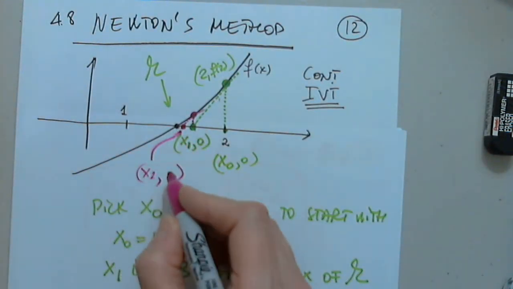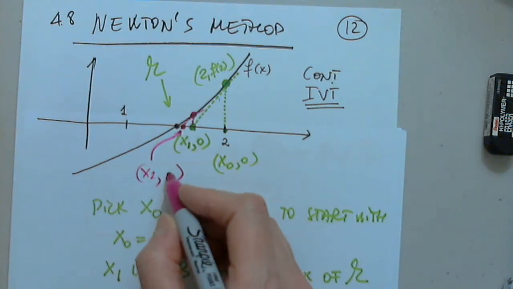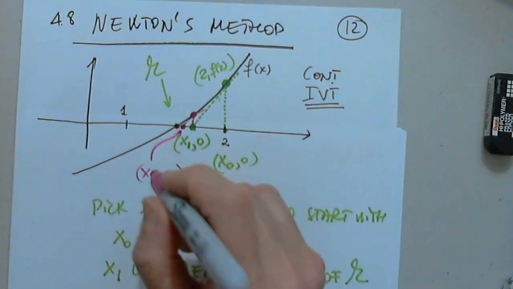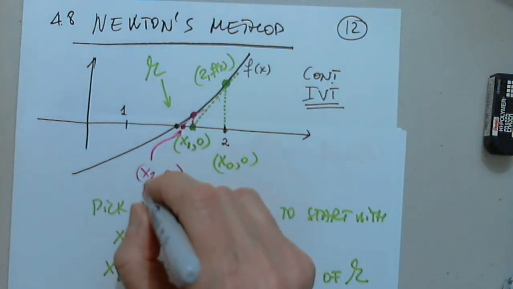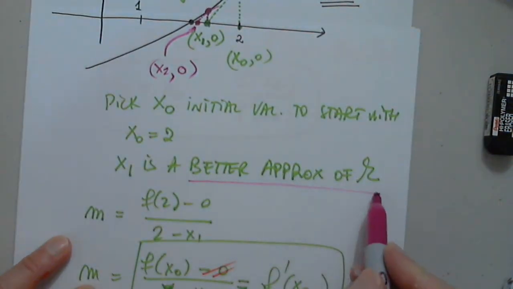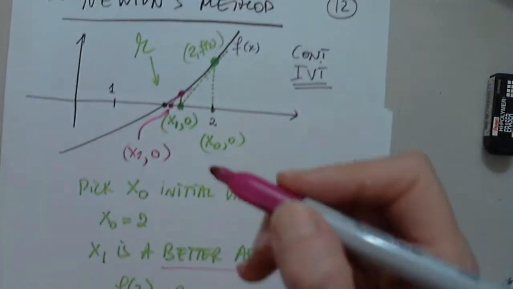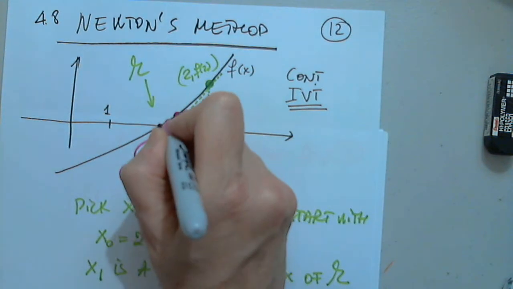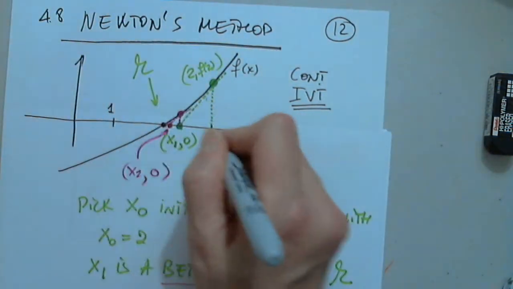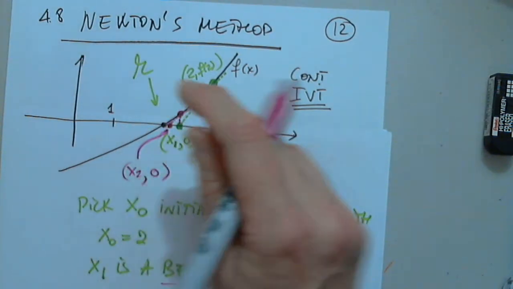x2, comma, 0. That's it. Now, what do you think x2 is? A better approximation of R than x1 was. And then I continue, go up, go another tangent, and determine another one, x3 comma 0. And continue the process till I'm happy with my approximation over and over and over.